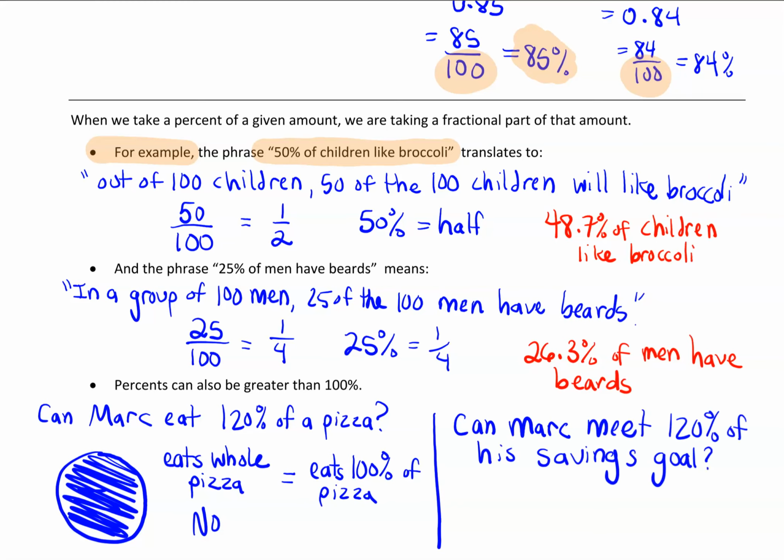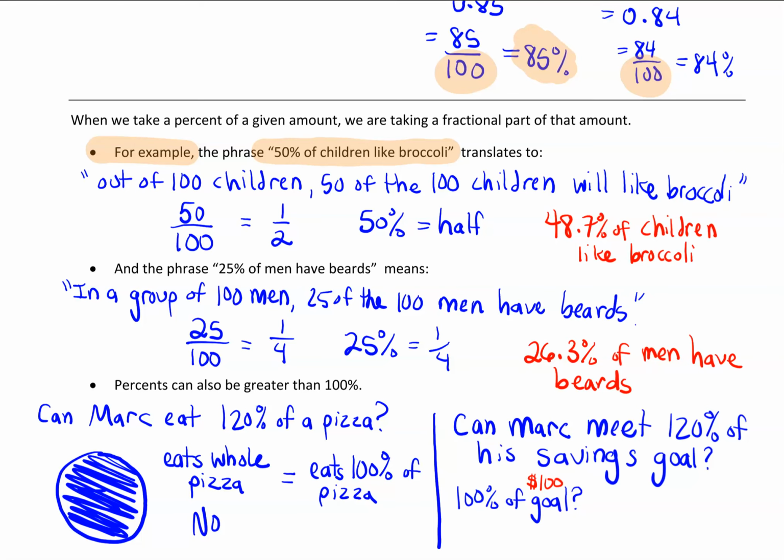What about this one? Can Mark meet 120% of his savings goal? 120% of his savings goal. Does that make sense? Well, what would it mean if he met 100% of his savings goal? Well, that's kind of abstract. Let's say his goal was to save, I don't know, $100 a month. What would it mean if he met 100% of that savings goal? Well, that would mean he saved $100 a month, right?